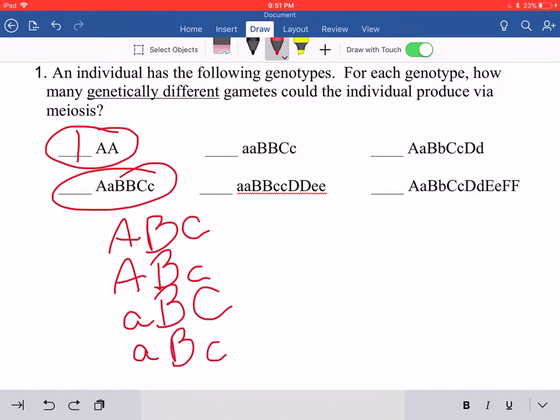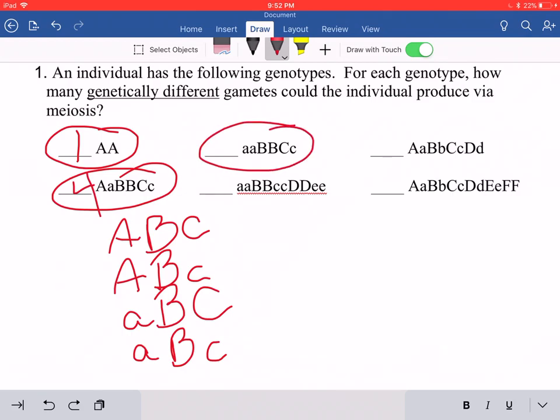or little a, big B, and little c. Now you see that because the individual is homozygous in the B's, it's always going to pass on a big B. However, because there are heterozygote conditions in both the A and the C gene, we get a variety of distinct genetically different gametes that can be produced. In this case, 4.